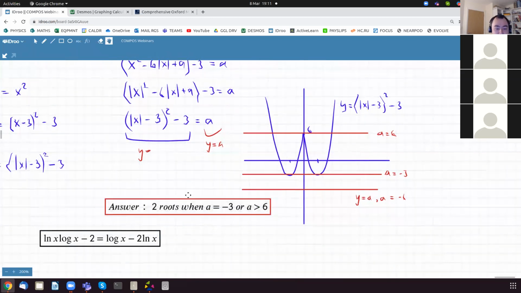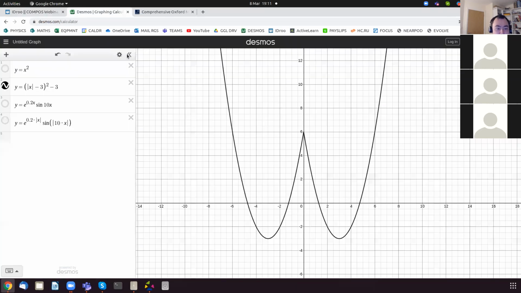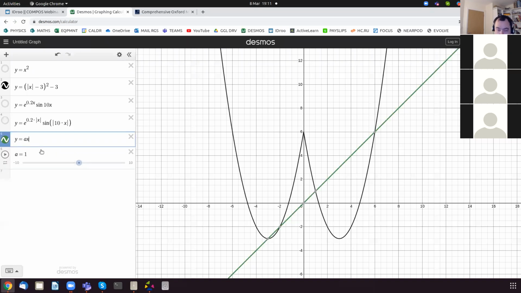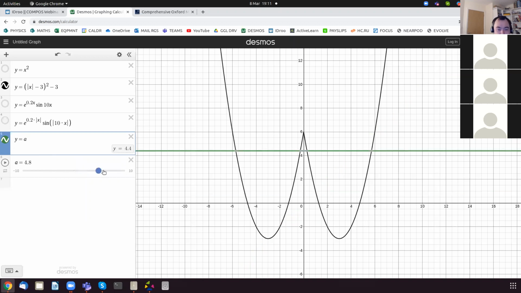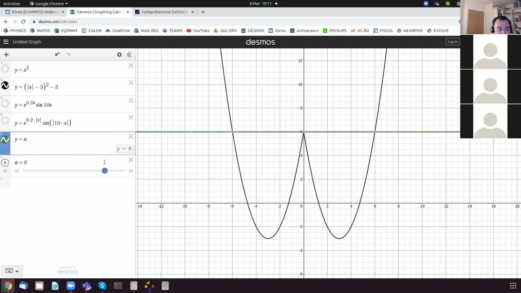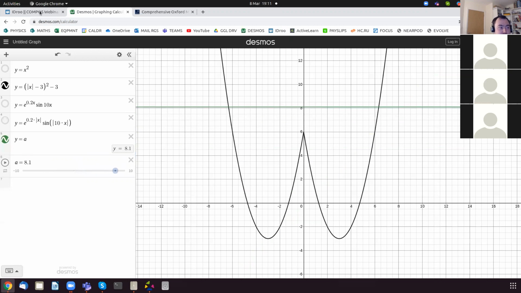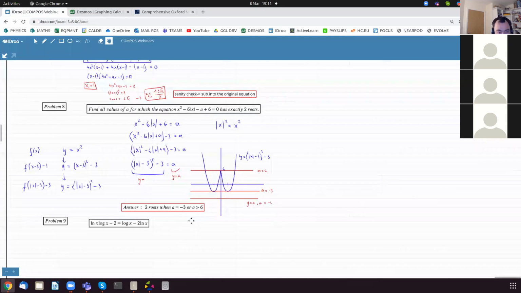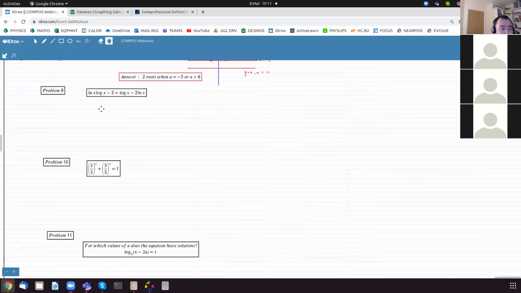Okay, and we can confirm that here. So this is the graph, y equals a. Add slider a. And you can see that as a changes, the line changes. So this is a equals -3. And this is a equals 6 and more than 6. So it's either a is -3 or greater than 6.